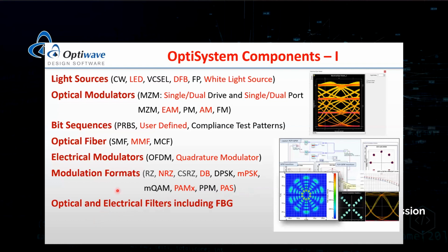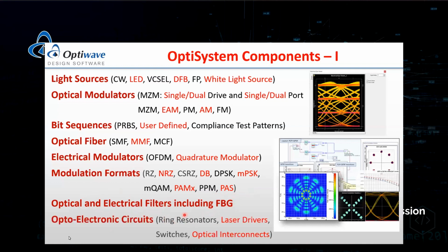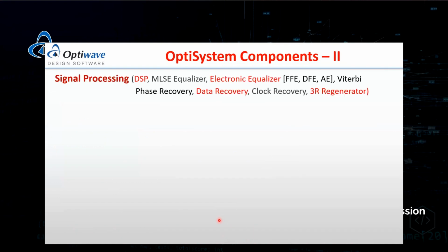And we also offer filters, optical filters, electrical filters, and filters using FBG as well, fiber Bragg grating filters. In terms of optoelectronic circuits, we offer ring resonators through OptiSpice because OptiSpice works cohesively with OptiSystem, so you can design resonators or create laser drivers and then use them within OptiSystem. Switches, there are different types of switches, electrical switches, optical switches, and so on, and optical interconnect.